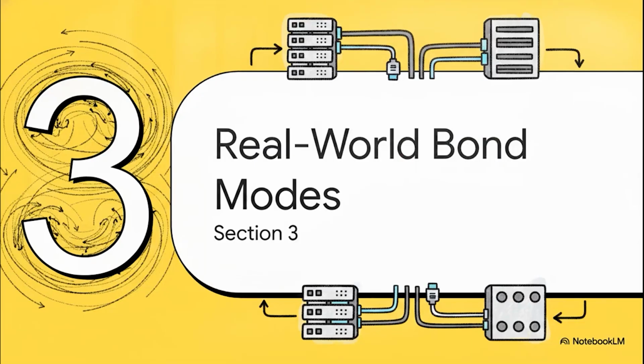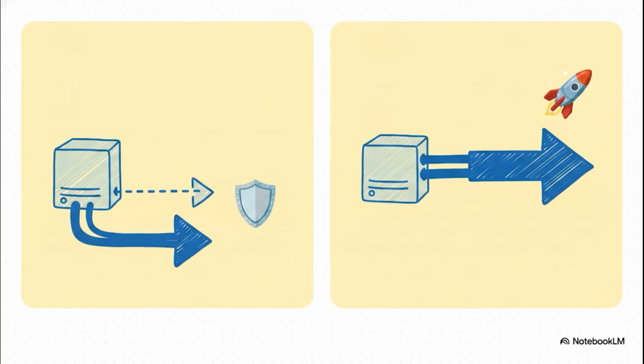Which brings us to Section 3, Real-World Bond Mode Examples. Let's actually look at the math and the mechanics of the 2 most common configurations you're going to be tested on. Our first example is active backup mode. Remember, this is the recommended default setting.